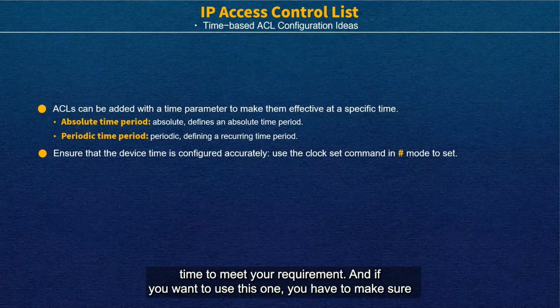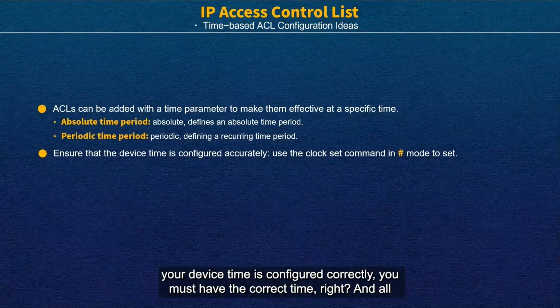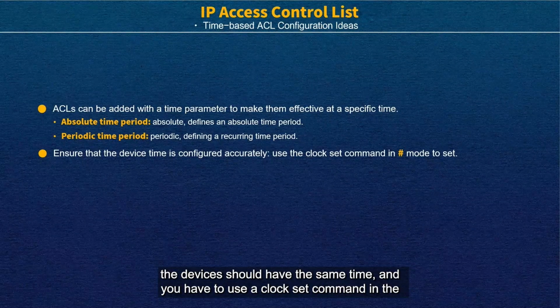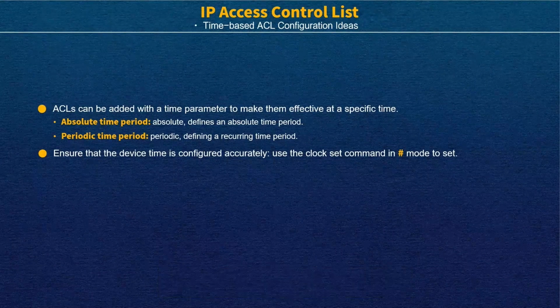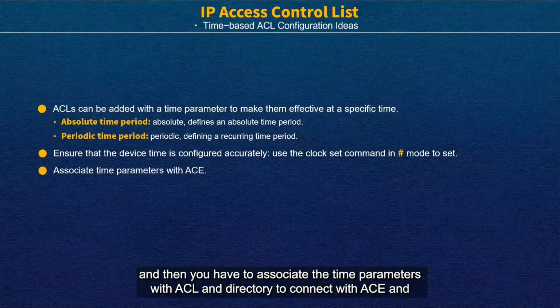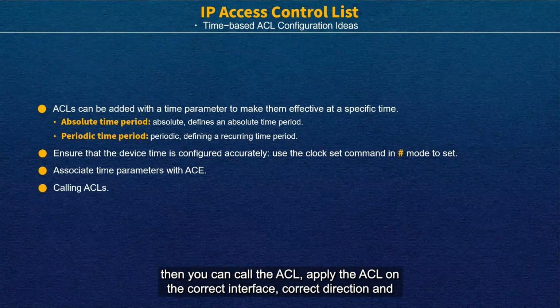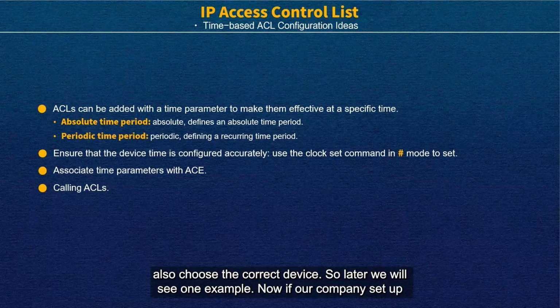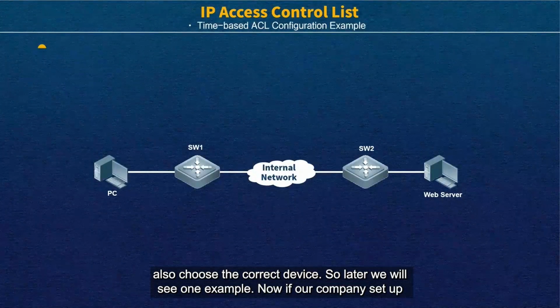And if you want to use this, you have to make sure your device time is configured correctly. You must have the correct time, right? And all the devices should have the same time. You have to use the clock set command in the user view to set the correct time. And then you have to associate the time parameters with the ACL, directly connecting them with the ACE. And then you can apply the ACL on the correct interface, in the correct direction, and also choose the correct device. So later we will see one example.